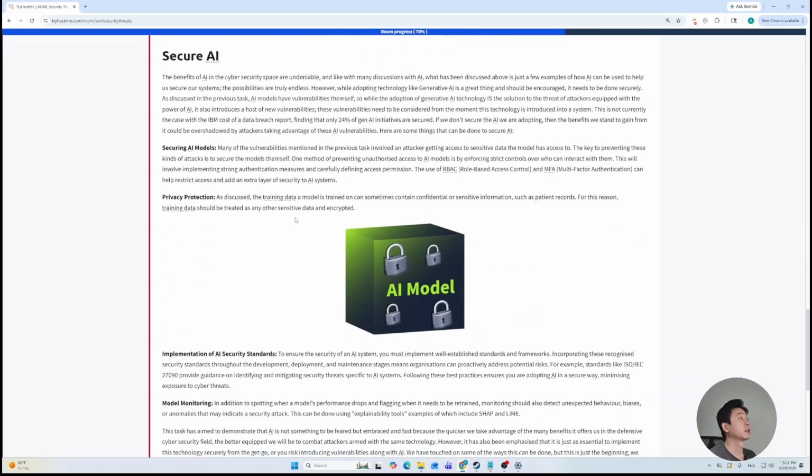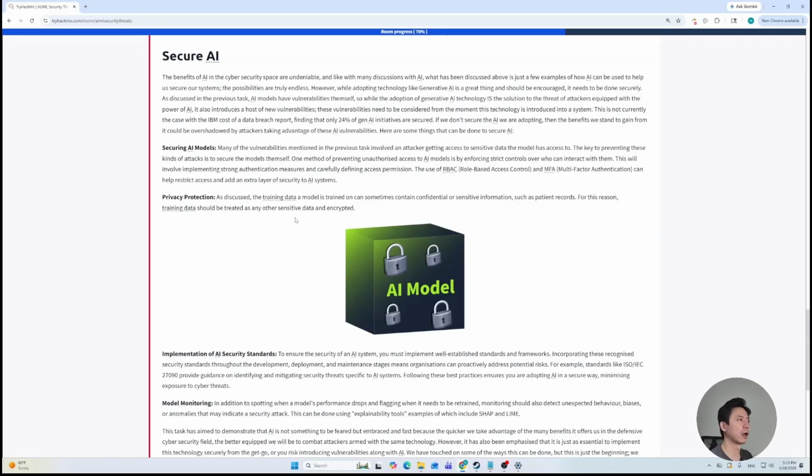Secure AI. So we have talked about adopting AI into our defensive strategies, but just like many other products, we have to adopt that in a more secure way. And these are a few things to take into consideration. Securing AI models. Many of the vulnerabilities mentioned in the previous task involve an attacker getting access to sensitive data the model has access to. The key to preventing these kinds of attacks is to secure the models themselves.